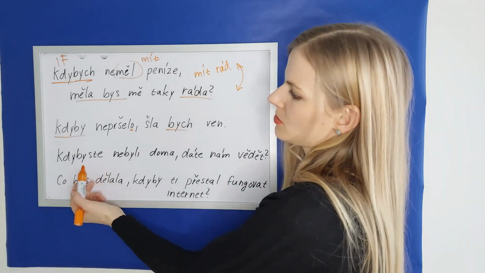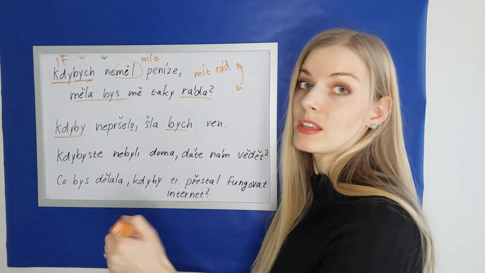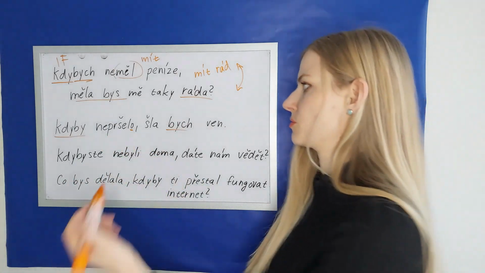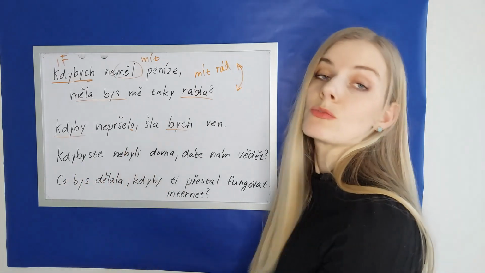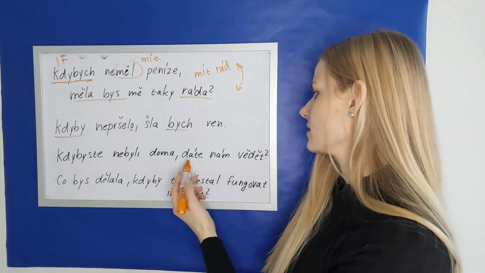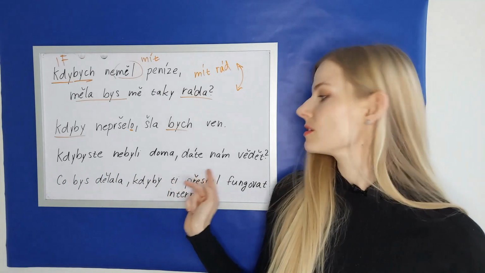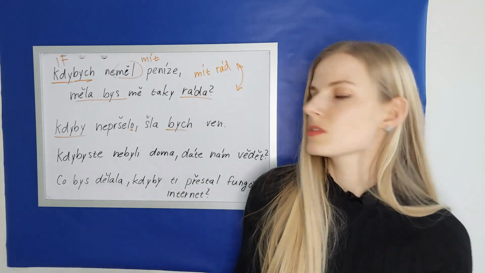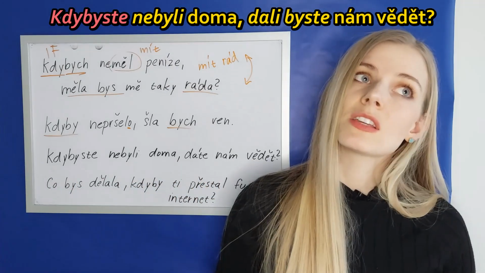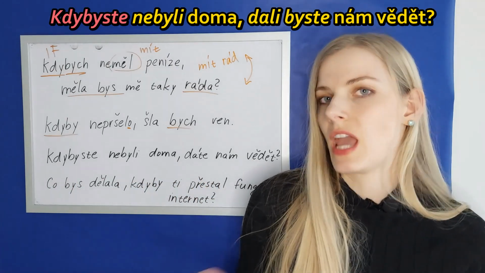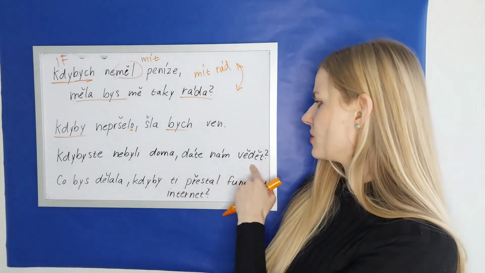Kdybyste, this refers to vy. Kdybyste nebyli, we know we are addressing a group of people, mixed group. Kdybyste nebyli doma, if you were not home, if you guys were not home, dáte nám vědět, will you let us know? If you were not home, will you let us know? And of course we could also say, kdybyste nebyli doma, dali byste nám vědět? Which in reality, I don't think we would really ask with dali byste nám vědět. We would probably prefer this version.